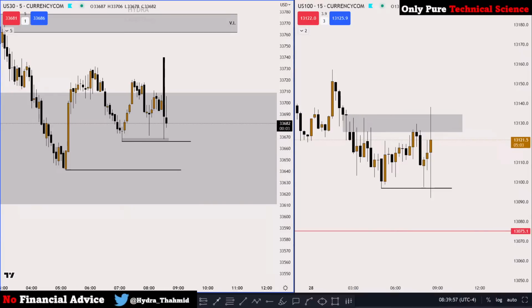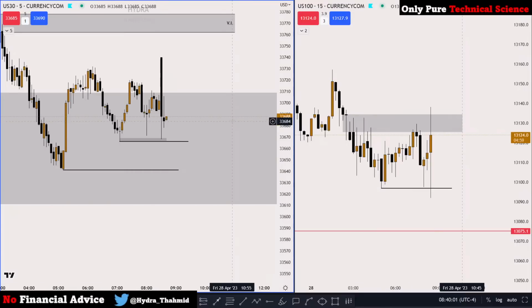US 30 is similar to E-mini, right? Yeah, it's the same. The only difference will be just a couple of ticks because of the broker. Other than that, they move the same.